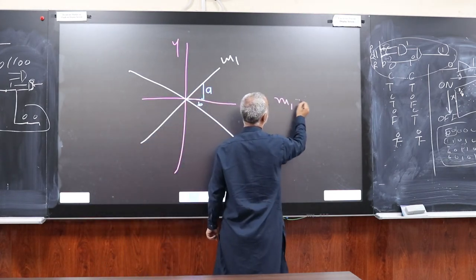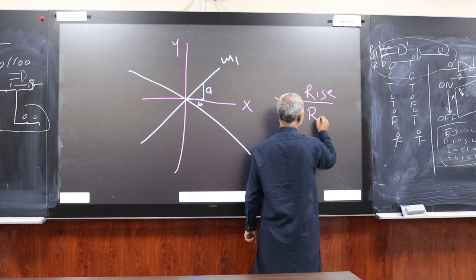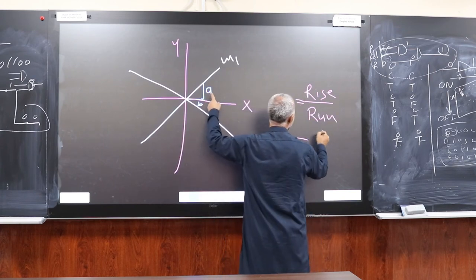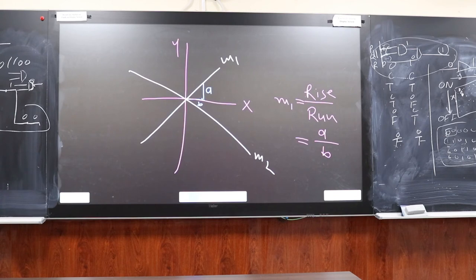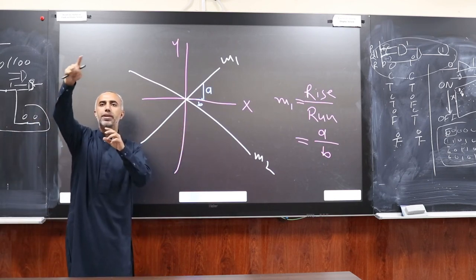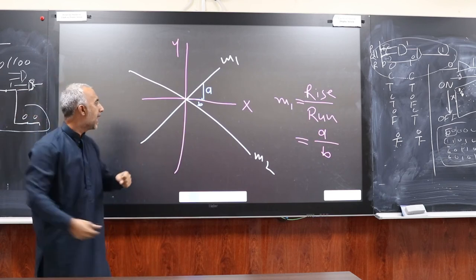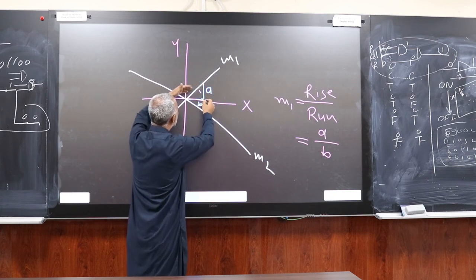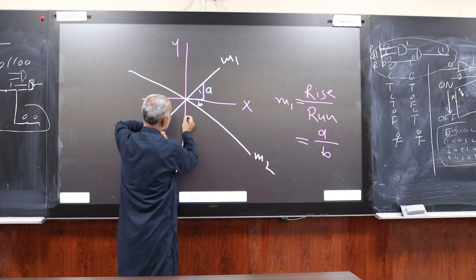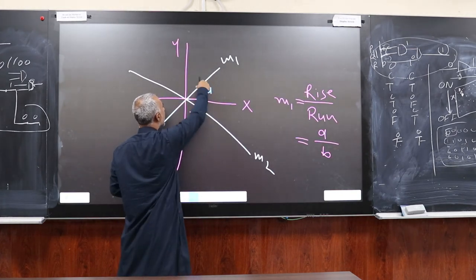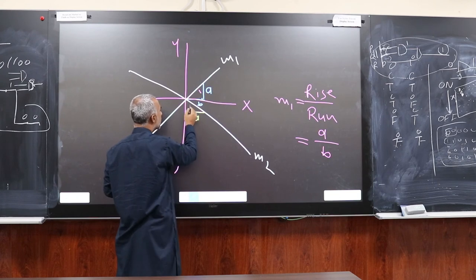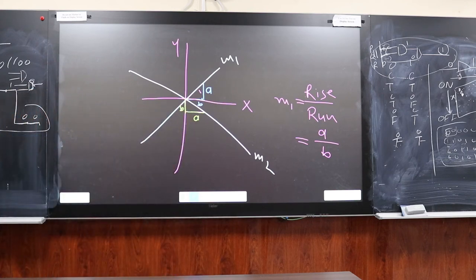Slope of m1 is rise over run. So rise is A, and the run is B. Both are positive quantities. If the needle of a clock rotates, then this whole thing will rotate. At this point, A will go to this position and B will go here. A will go to the horizontal position, B will go to the vertical position on rotation. Are you getting my point?